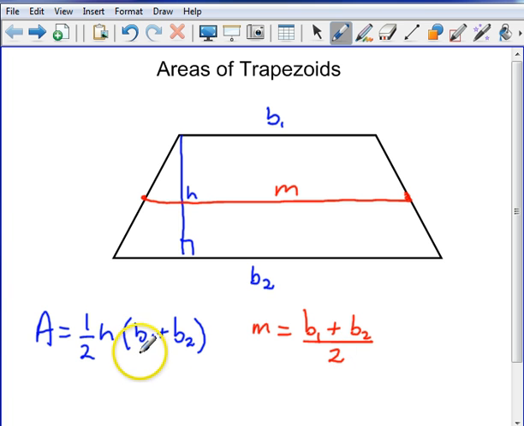And look at our area equation over here. If I take this 1/2 and put it underneath the B1 plus B2, and I can do that because it's all being multiplied, then another way of expressing the area is simply the median times the height. So you have two different formulas for areas of trapezoids. 1/2 h times B1 plus B2, or if you know the median and the height, m times h.